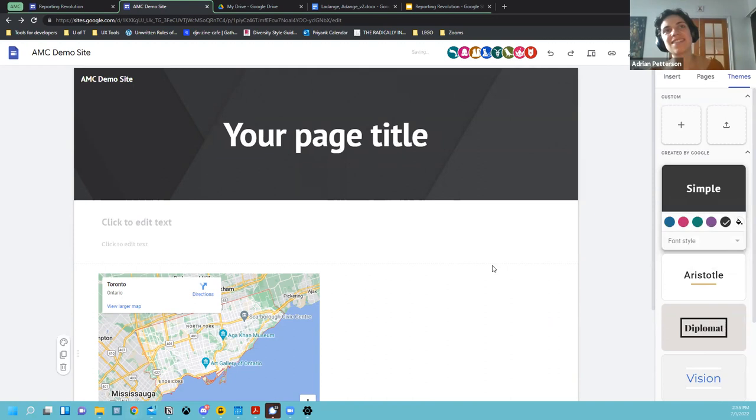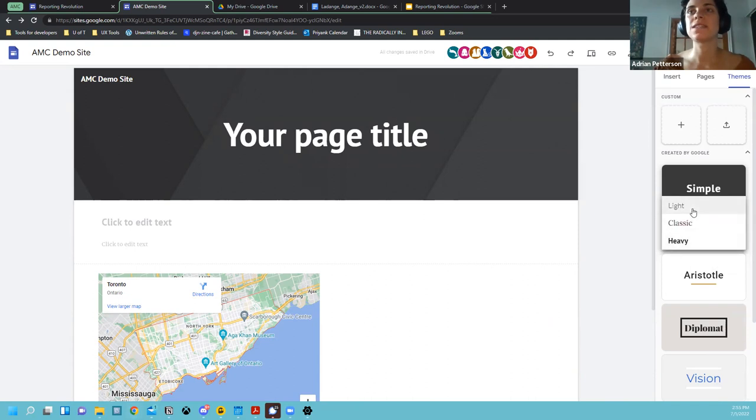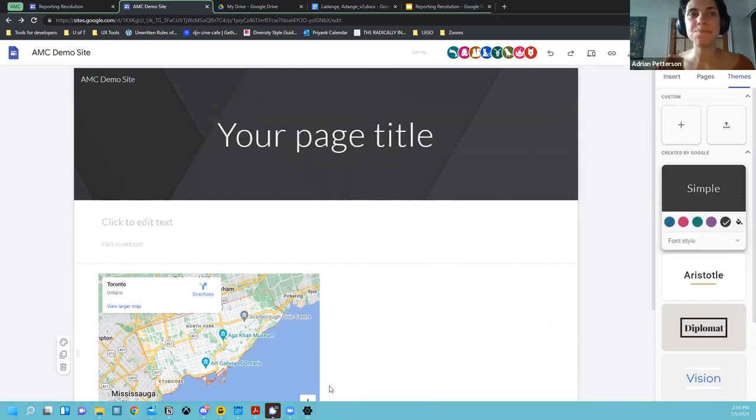And heavy, depending on your social movement, might send the wrong message. It does have a bit of a more playful theme. So if you're trying to keep a more serious bent to your social movement, staying with the more basic font styles is always a good idea.